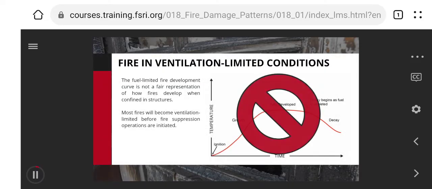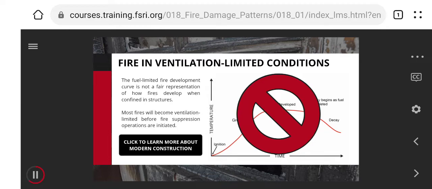The fuel-limited fire development curve is not a fair representation of how fires develop when confined in structures. Most fires will become ventilation limited before fire suppression operations are initiated. This is mainly due to modern construction practices, materials, and the amount of fuel in the structure. As a result, you may not encounter many fires as a fire investigator that remained in the fuel-limited stage.